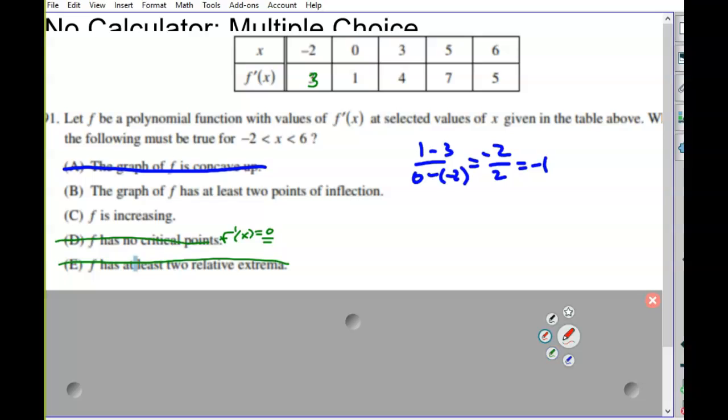Now, here it says F is increasing. Well, if F is increasing, that means that the derivative is always greater than 0. We don't know what's happening between these points, right? And these points are the derivative. I don't know if I go down to negative or not. So I can't always be increasing. So, process of elimination, the option is B, for sure.